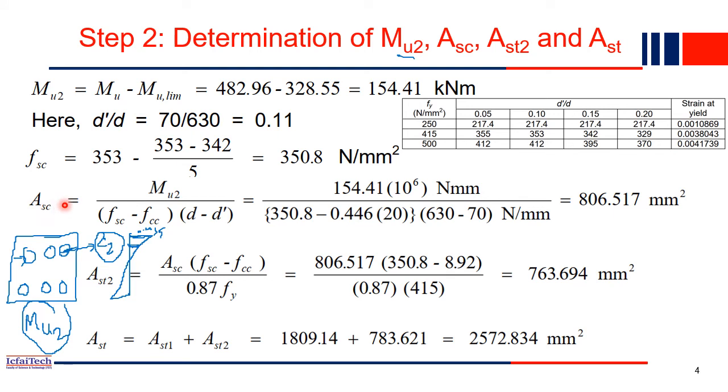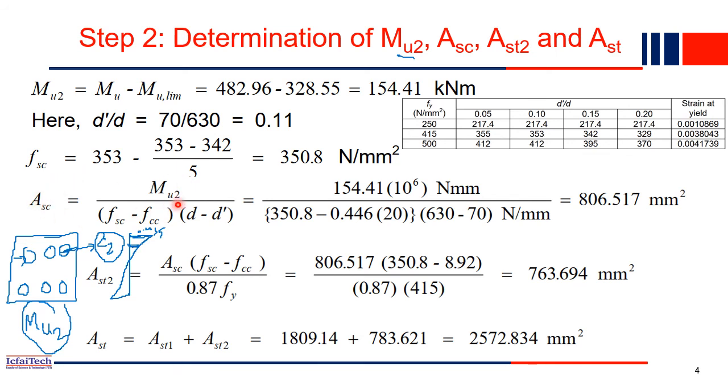Now what will be the ASC? ASC means area of steel in compression. What is the percentage of steel here? ASC, the total amount of steel, will be the moment divided by the force, right? So moment Mu2 is what? Moment is force into distance, right? So force is how much? Force is stresses multiplied by ASC, the area of compression steel, into the lever arm. The lever arm is d dash by d, right? This distance is the lever arm. That will give you Mu2, right?